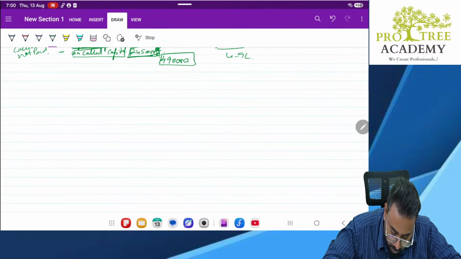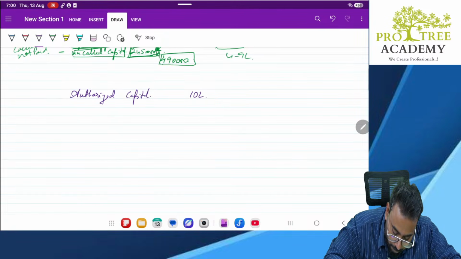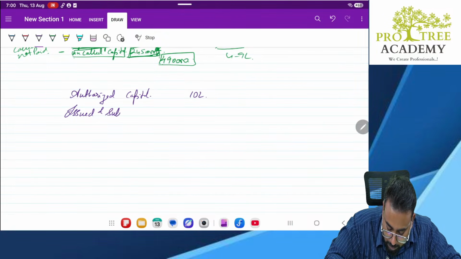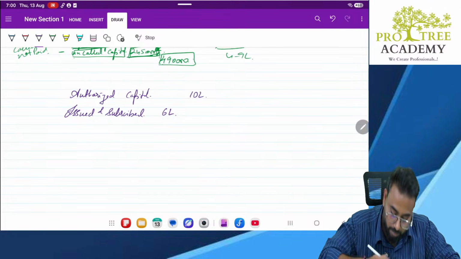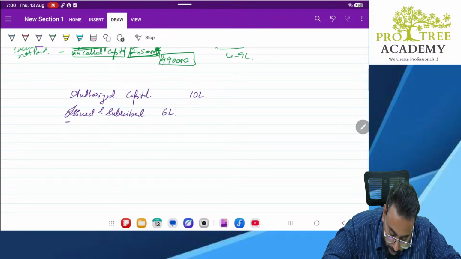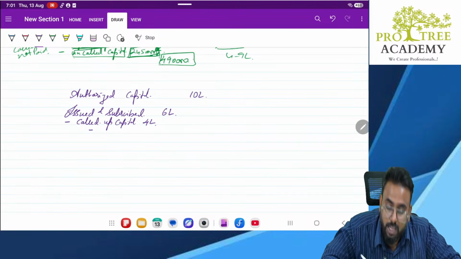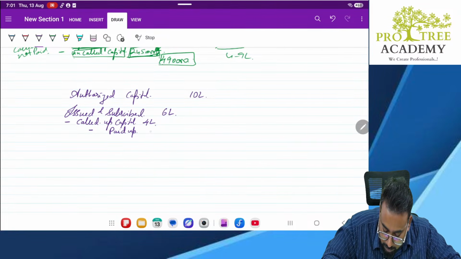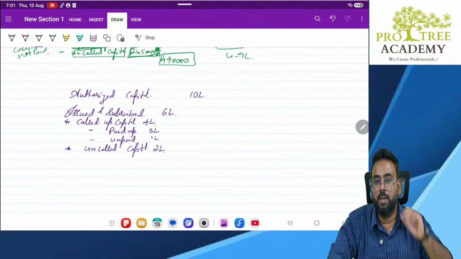See here. Say authorized capital is again 10 lakhs. Issued and subscribed is say 6 lakhs. Okay. Out of this, two bifurcations. One, called up capital. How much is it? Sir, called up capital is 4 lakhs. Okay. Under this, how much is paid? Sir, paid up is 3 lakhs. Unpaid is 1 lakh. Okay. Now, how much is uncalled capital? Sir, uncalled capital is 2 lakhs.